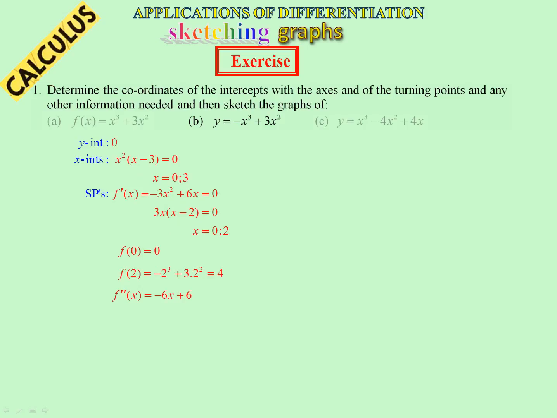Second derivative, differentiate the derivative. We're going to substitute 0 and 2 into this to see whether we get positive or negative. When x is 2, it's less than 0, maximum. When x is 0, it's greater than 0, minimum.